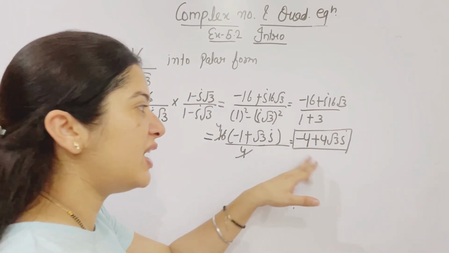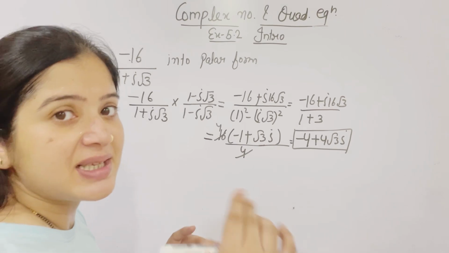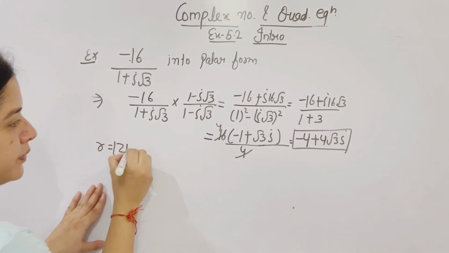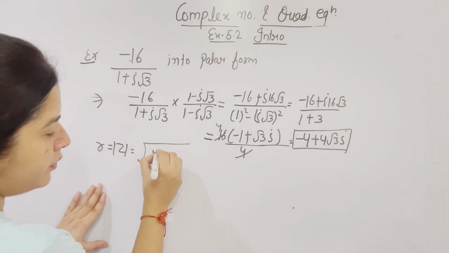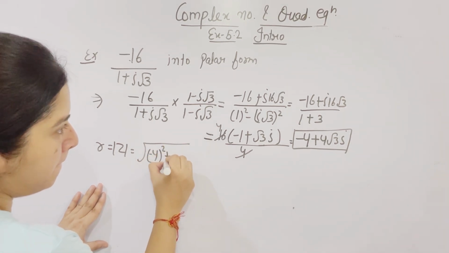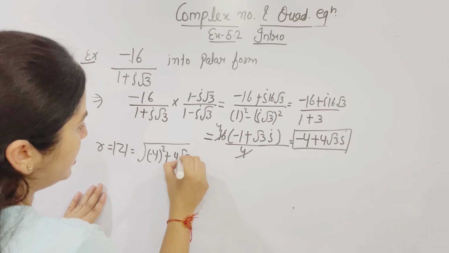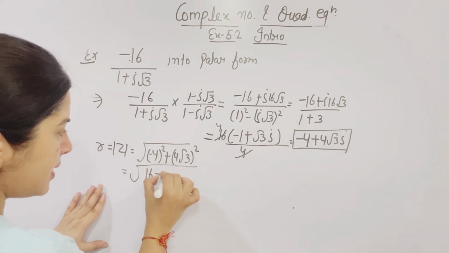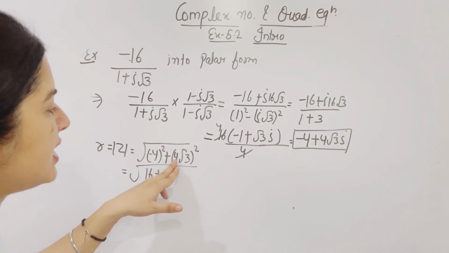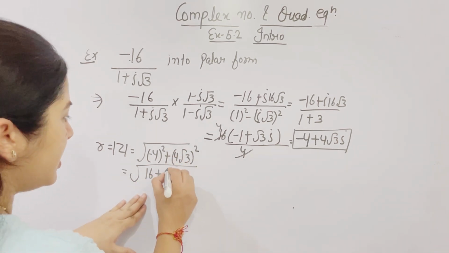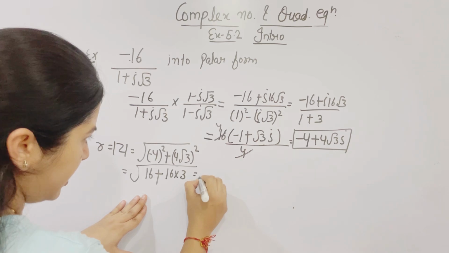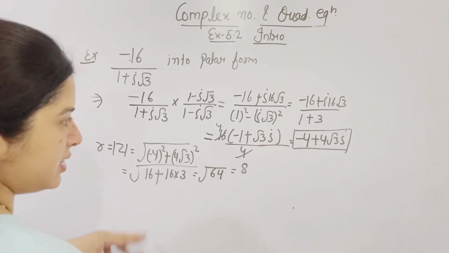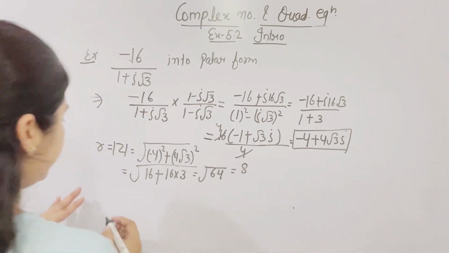Now we have to change it in polar form. We need two things, r and theta. First of all, we'll find r. R is modulus. Find it. Minus 4 square plus 4 root 3 square, which is 16 plus 16 into 3, 48. 48 and 16 is 64, and it will be 8. Now the turn to find theta.